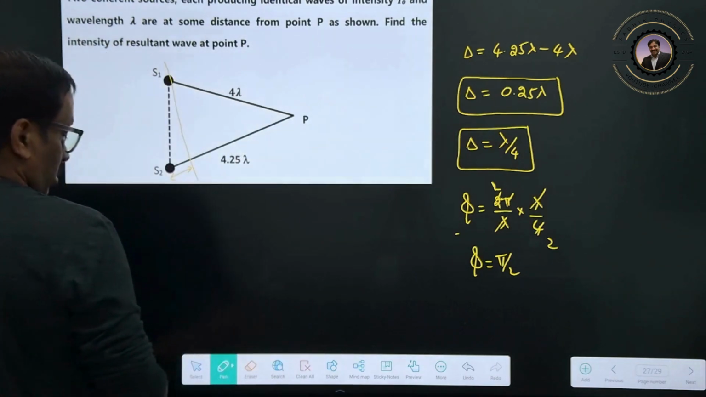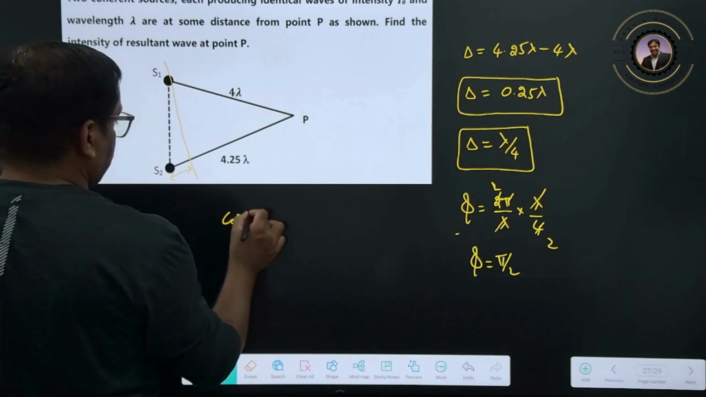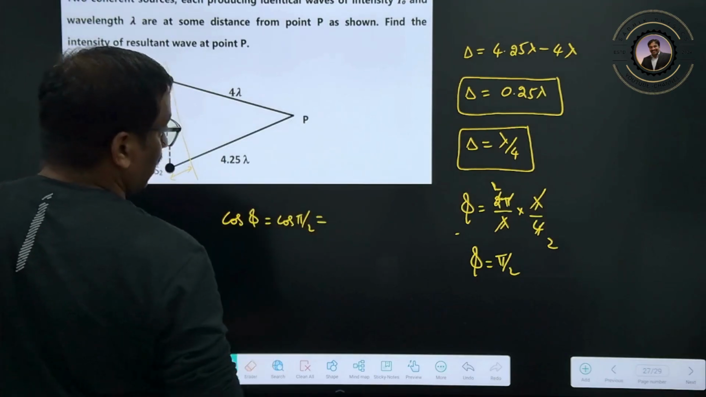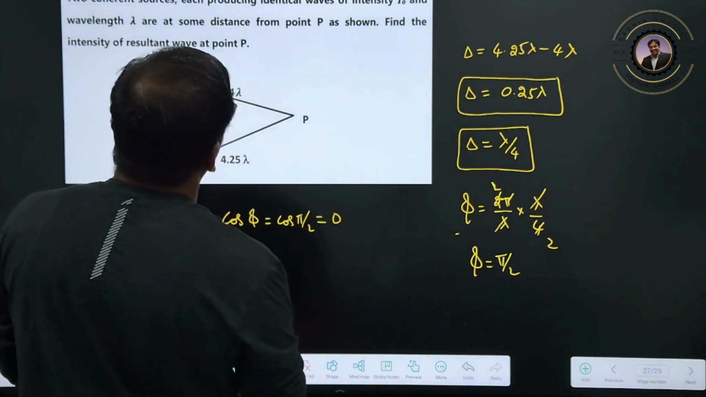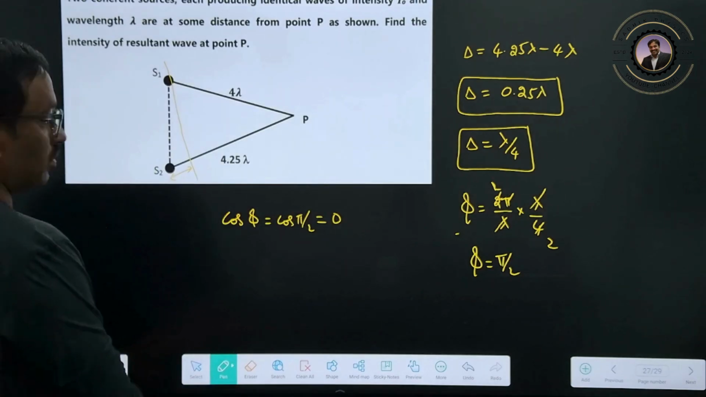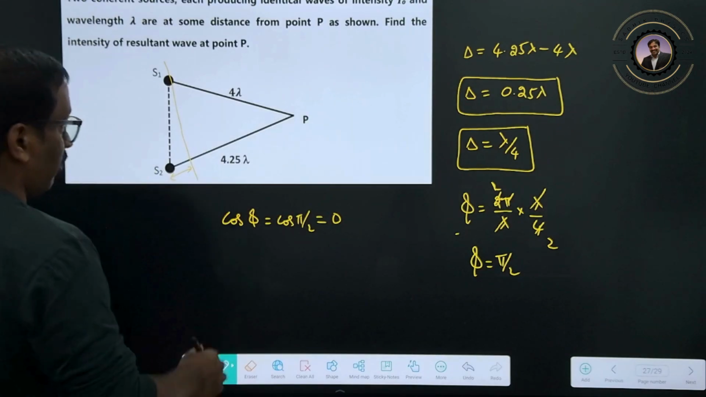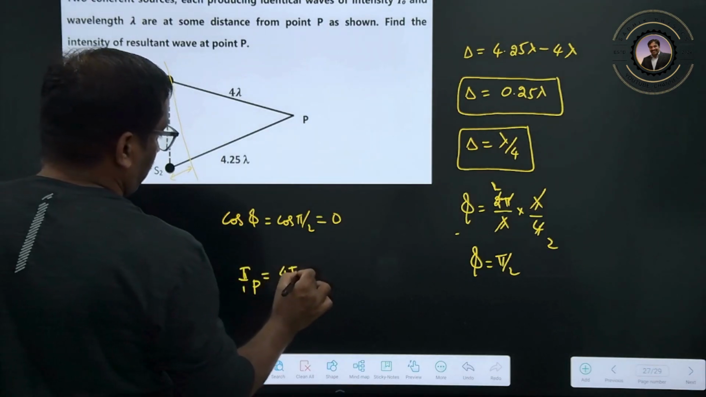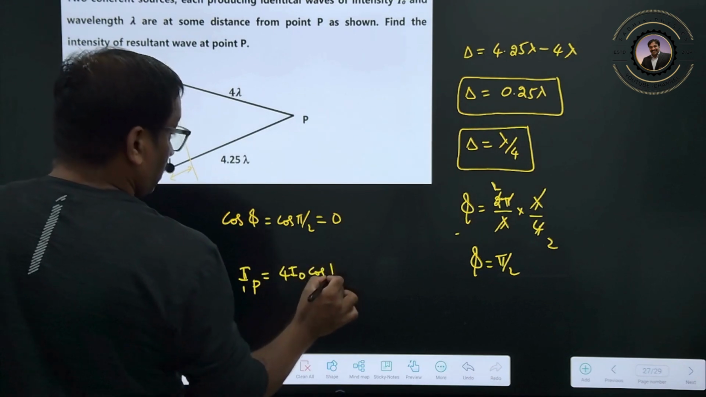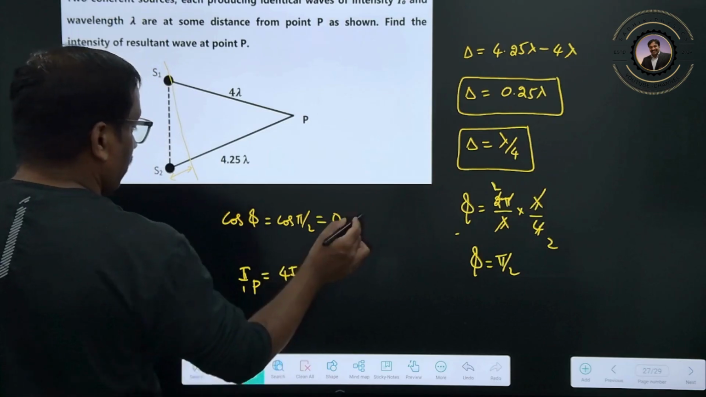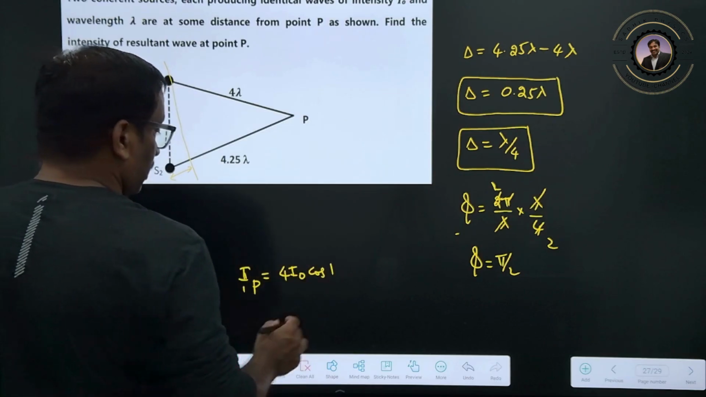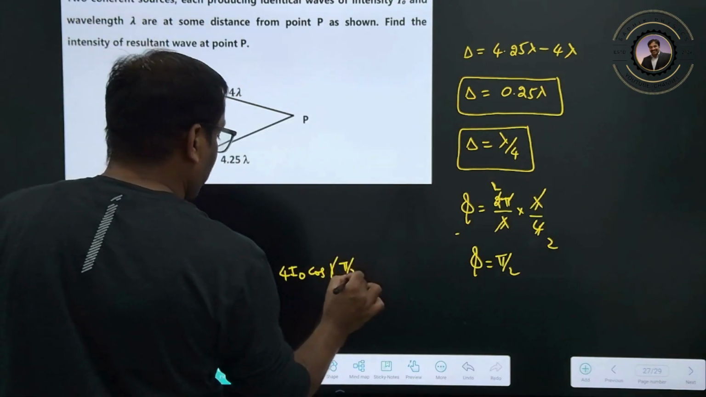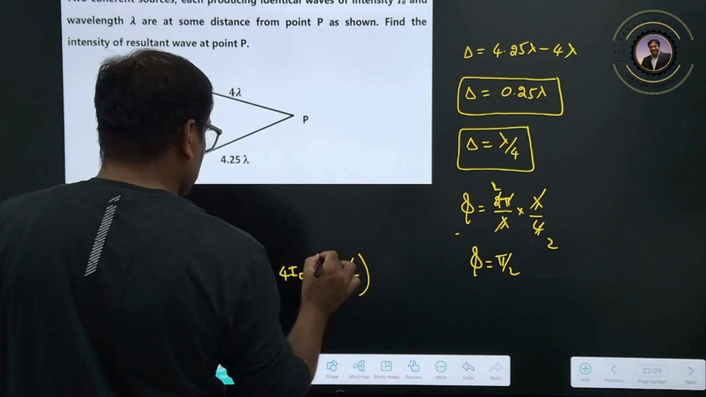Cos pi by 2, cos 90. So, therefore, cos pi by 2, cos 90 is 0. Therefore, intensity at point P is nothing but 4 I naught into cos, pi by 2 by 2, whole square.